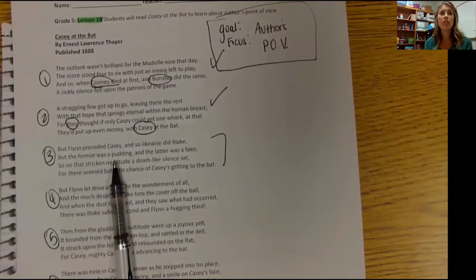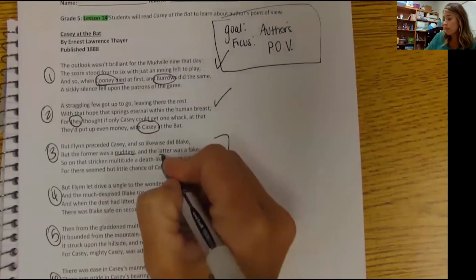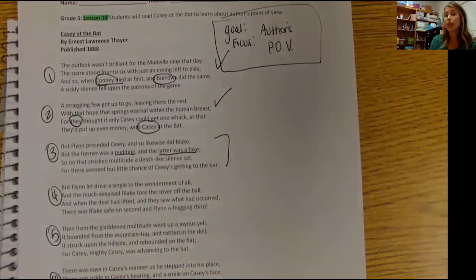Let's look at this stanza, stanza 3. We get an idea of how the author views the players Flynn and Blake. How does the author feel about these players? And remember, he uses certain words. If you said the author doesn't really think they're good baseball players, you're correct. We know this because he uses words like pudding, and the latter was a fake, and remember in our very first lesson, we looked at those challenging vocabulary words.